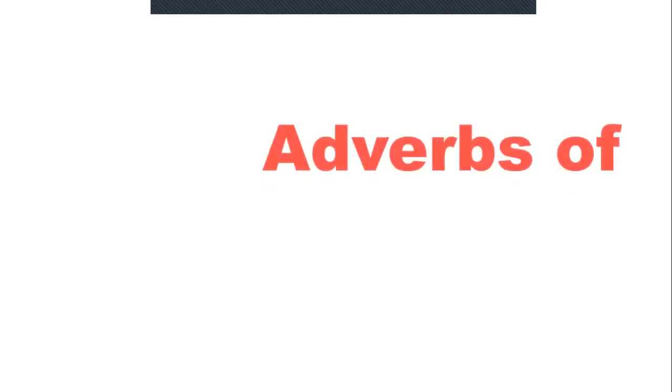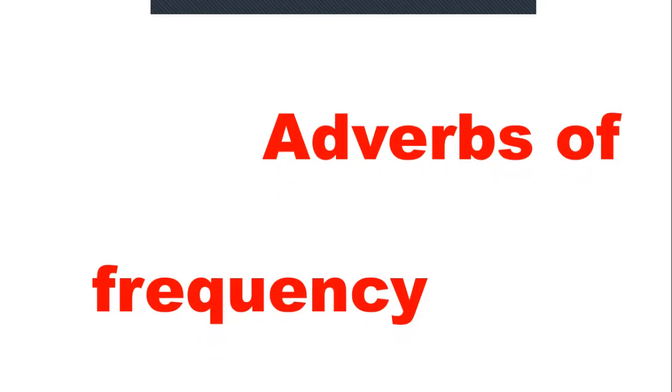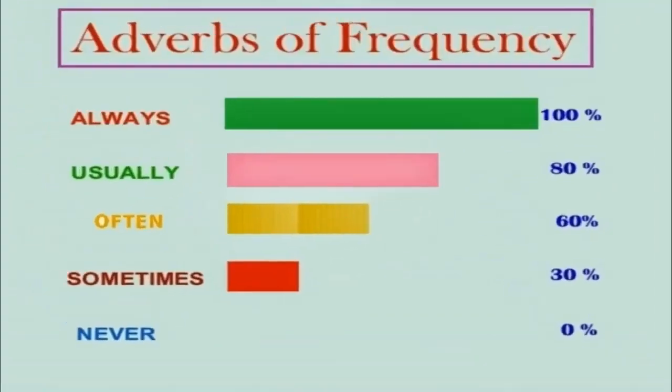Today we will study adverbs of frequency. Look here, my students. Adverbs of frequency like always, usually, often, sometimes, and never. Always means every day. If I do something every day, I can say I always. For example, I always sleep early. This means that I sleep early every day.